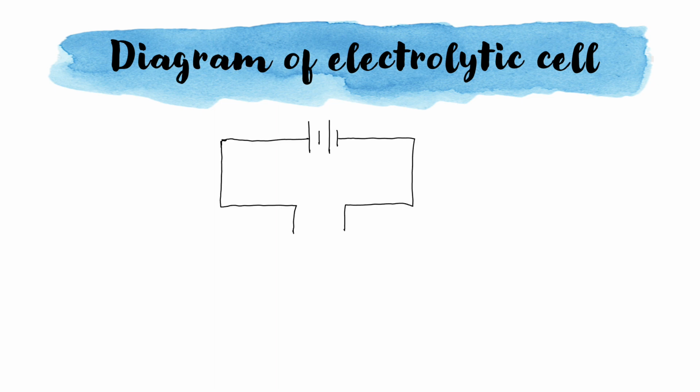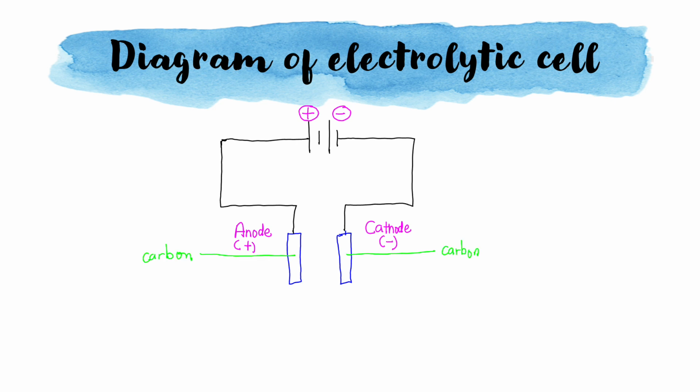Then the wire, the electrodes. Don't forget to label both electrodes as anode and cathode. Anode is a positive terminal because it is connected to the positive terminal from the battery, while cathode is a negative terminal because it is connected to the negative terminal from the battery. If you happen to know the type of electrode used in the cell, you might want to label them too.